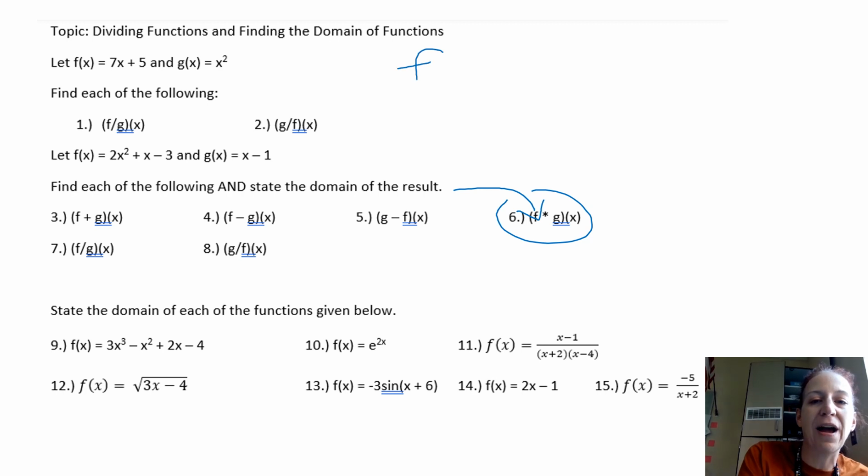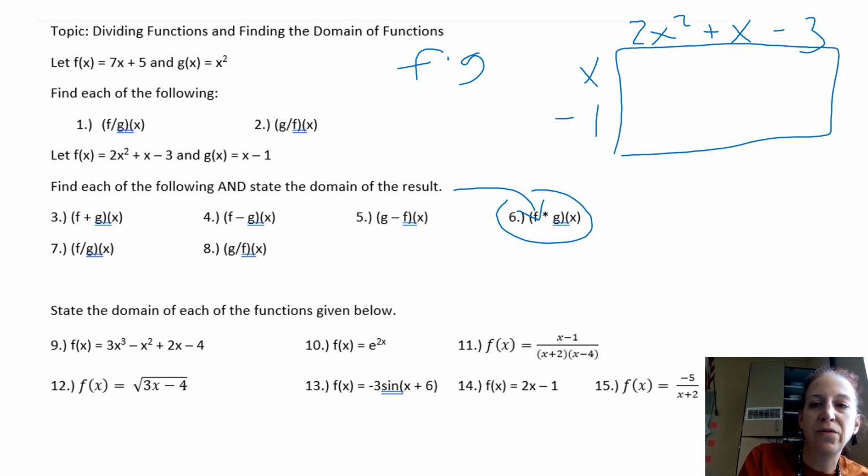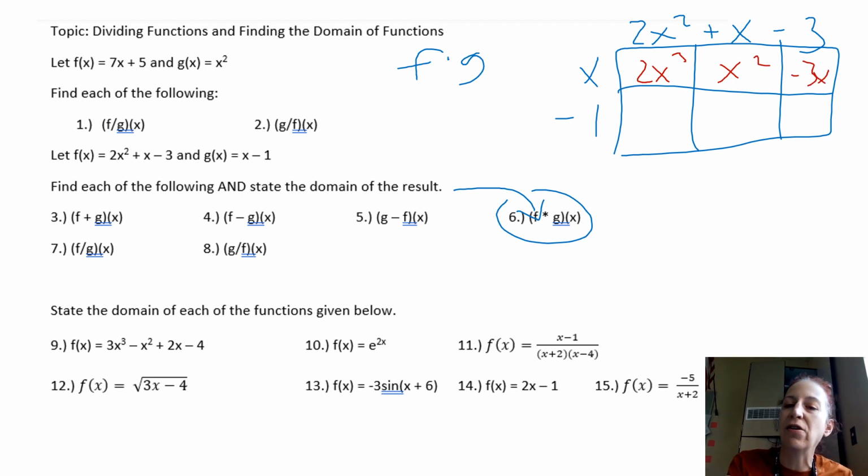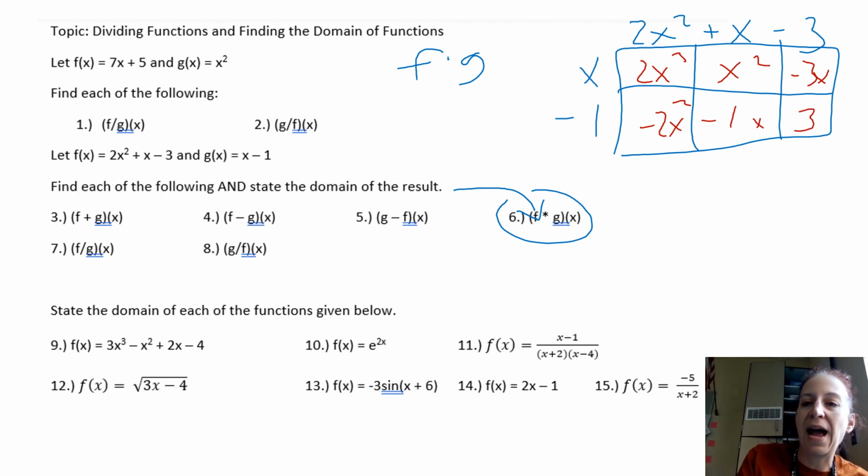So we are going to do F times G, and you can do this any way you want, but we have kind of a preponderance of people who prefer the area model. So I'll go ahead and do that. So we've got the multiplication there, 2x squared times x is 2x cubed, x times x is x squared. Then we have -3x. And remember what we're finding there are the areas. -1 times 2x squared is -2x squared, -1x, and then a negative times a negative gives you a positive. And then we want to add them all up.